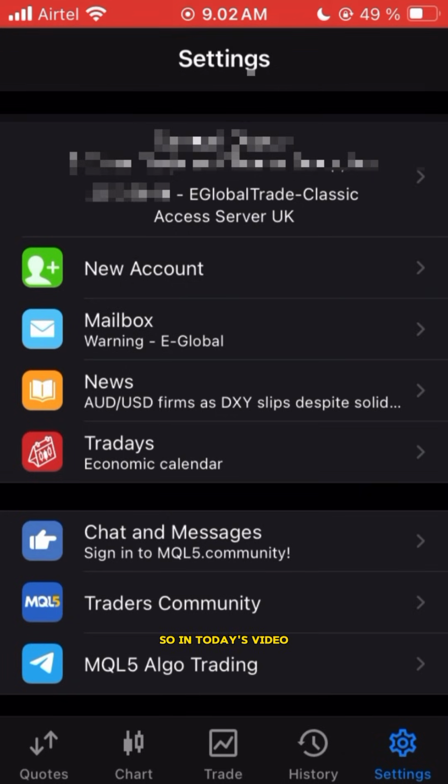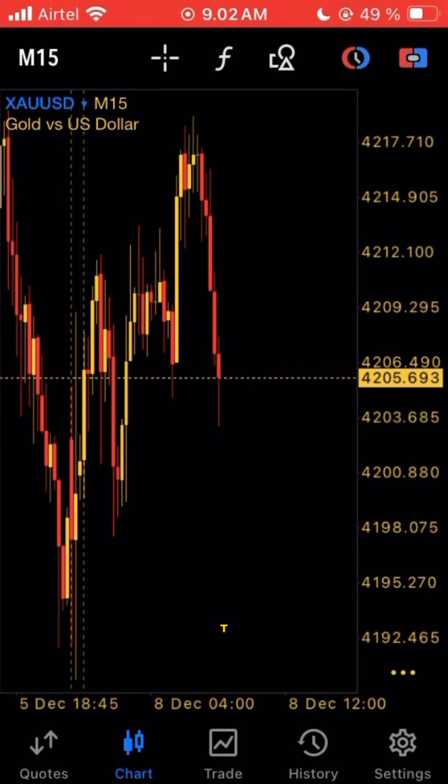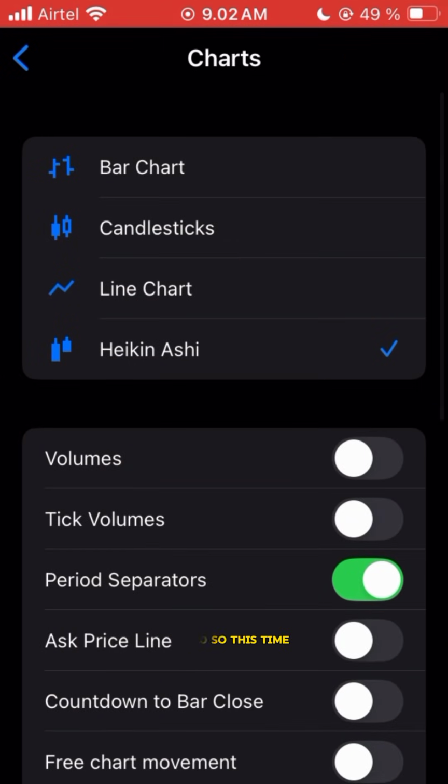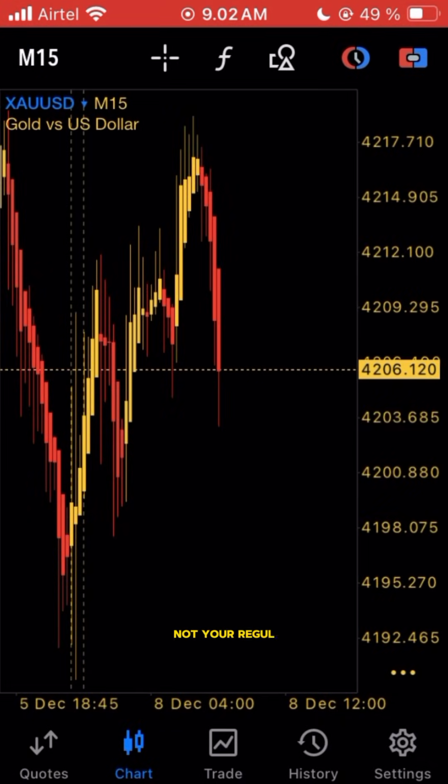So in today's video, we are going to be flipping the last account, the very last giveaway challenge, the $50. This time I'll be trading using the Heikin Ashi candlestick, not your regular candlestick.